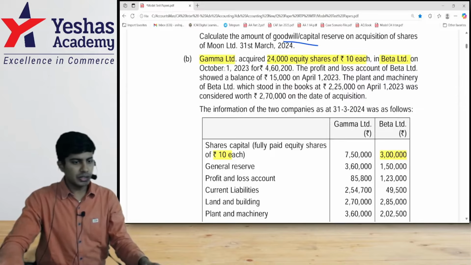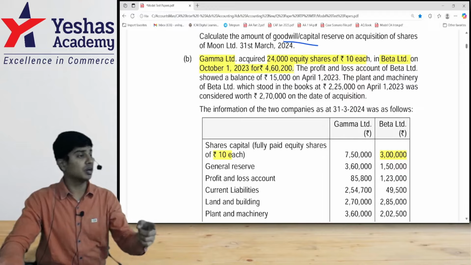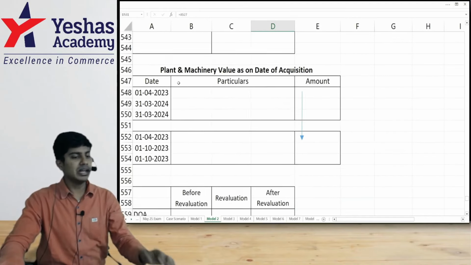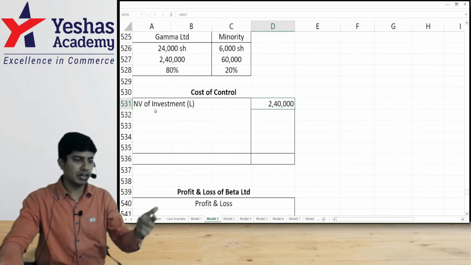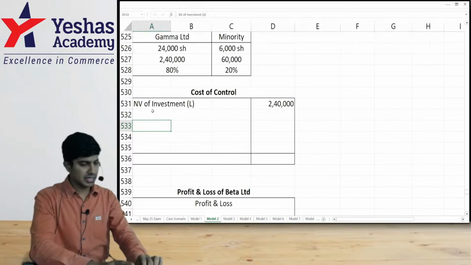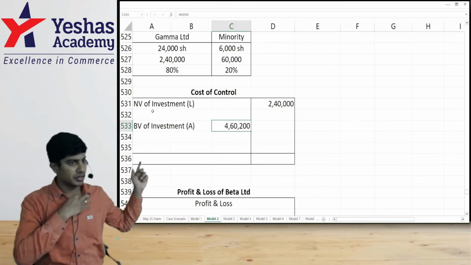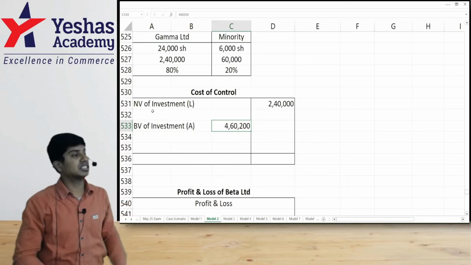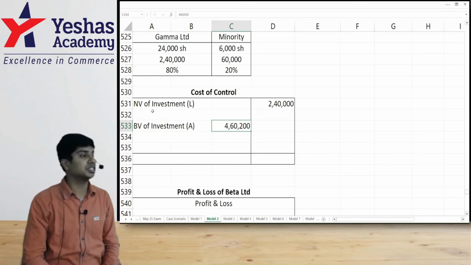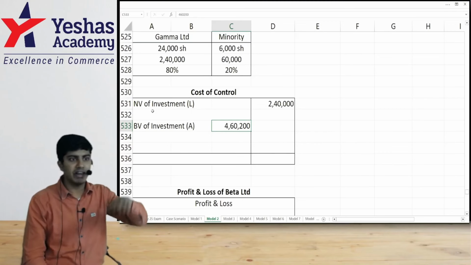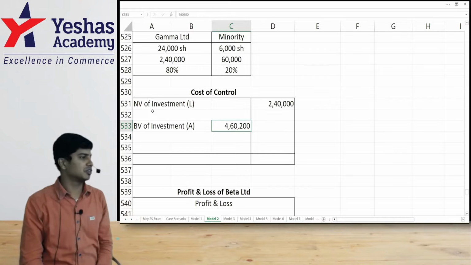Then they told us that on 1st of October 2023 is the date on which I got it for 4,60,200. What is 4,60,200? Cost of investment, book value. So this book value will appear in my cost of control separately as an asset. This will be compared with my liability amount to find goodwill or capital reserve. We are not done yet. This has to be adjusted for pre-acquisition dividend and pre-acquisition reserves. And that revaluation reserve, whatever happens because of change in the value of assets, will be pre-acquisition reserves only.